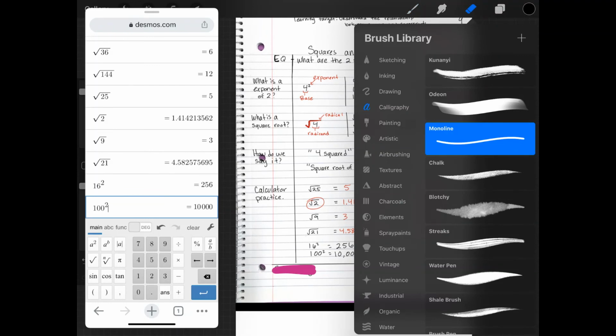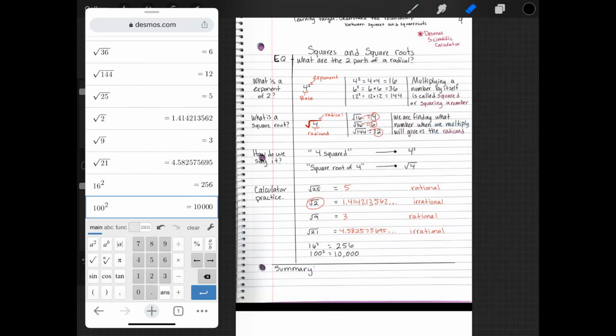If you have any questions, please let me know. Don't forget your summary, which is, what are the two parts of a radical? Okay, tell me in your own words, what are the two parts of the radical?